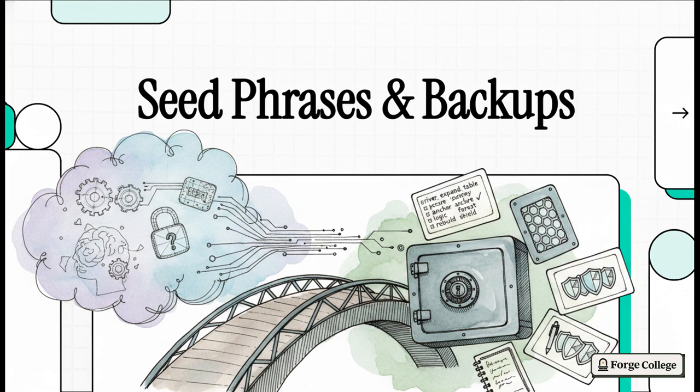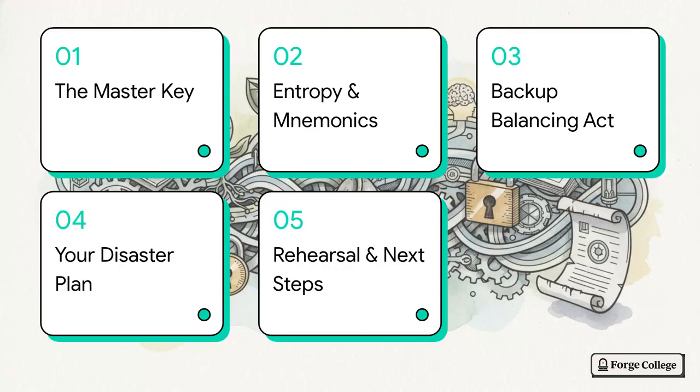Let's get to it. Okay, so here is our blueprint for today. First up, the ultimate master key. Then we'll be decoding entropy and mnemonics before tackling the backup balancing act. After that, we'll shift into building your disaster plan. And finally, we'll wrap up with rehearsal and next steps.